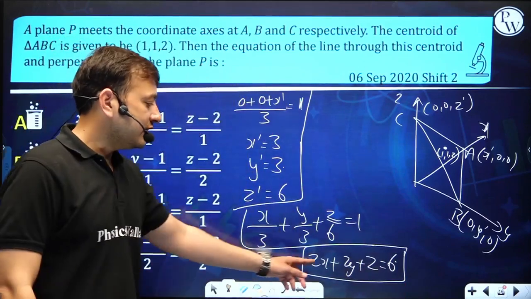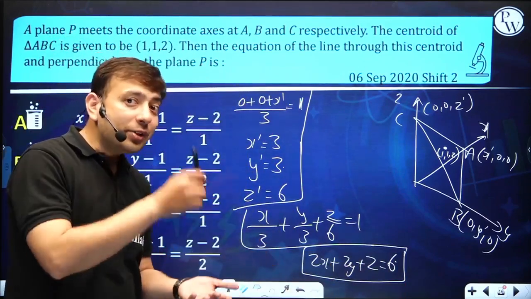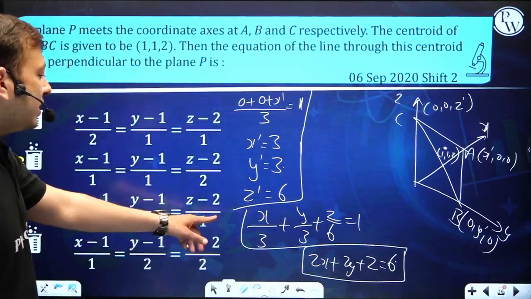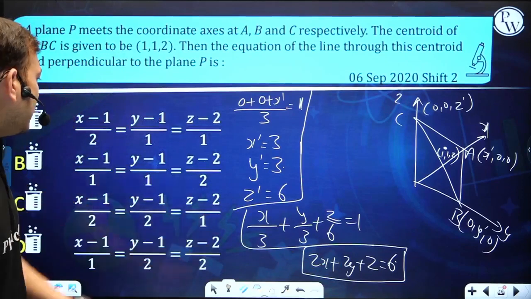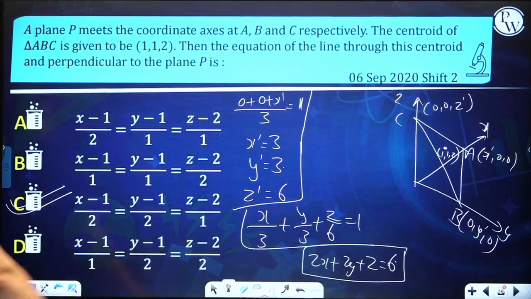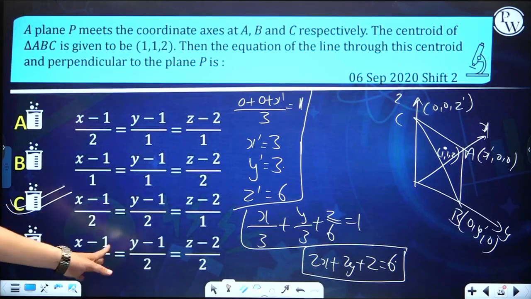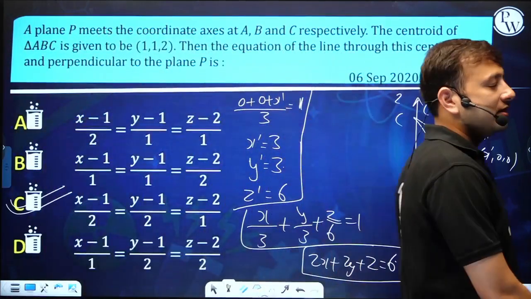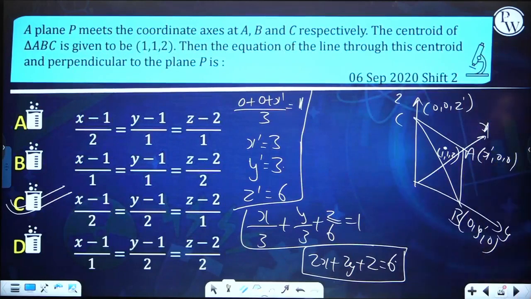Okay, so these are the direction ratios of the normal to the plane. So the direction ratio should be 2, 2 and 1. So 2, 2 and 1 is only in C option. No other option has it, only C option. Over, sir. That's it. Nothing else. So you can see how they tricked you. But it was a very simple question.